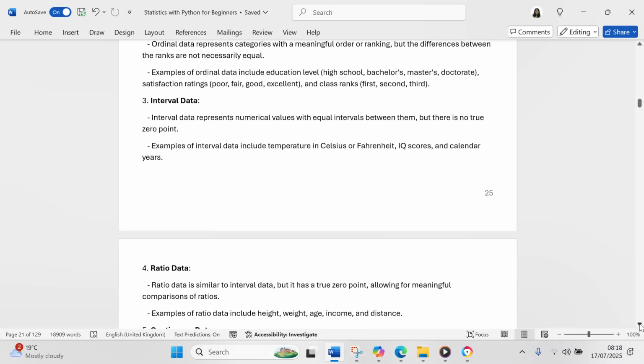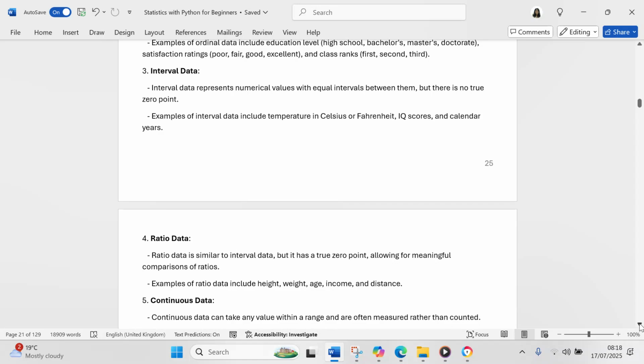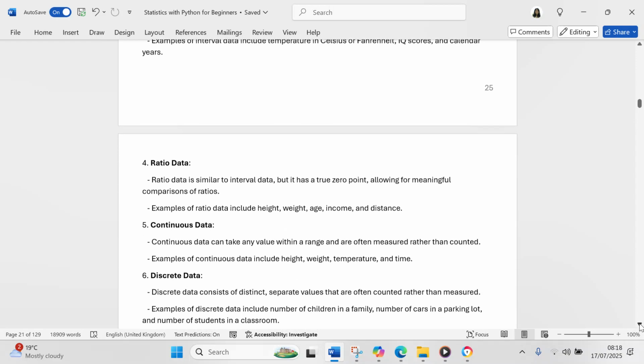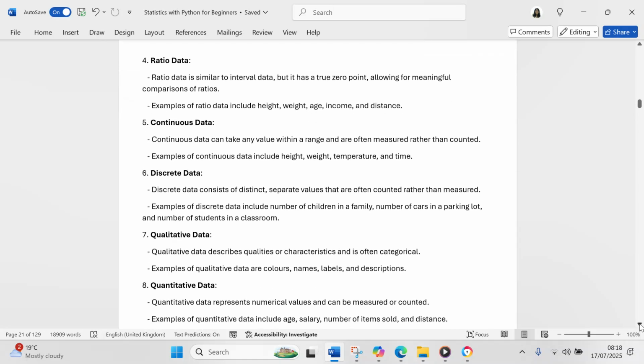You have interval data, which represents numerical values with equal intervals between them, but there is no true 0 point. Examples of interval data include temperature in Celsius or Fahrenheit, IQ scores, and calendar years. You've got ratio data, which is similar to interval data, but it has a true 0 point, allowing for meaningful comparisons of ratios. Examples of ratio data include height, weight, age, income, distance.